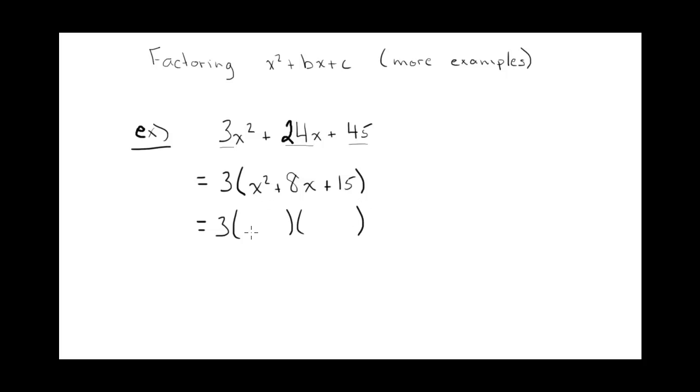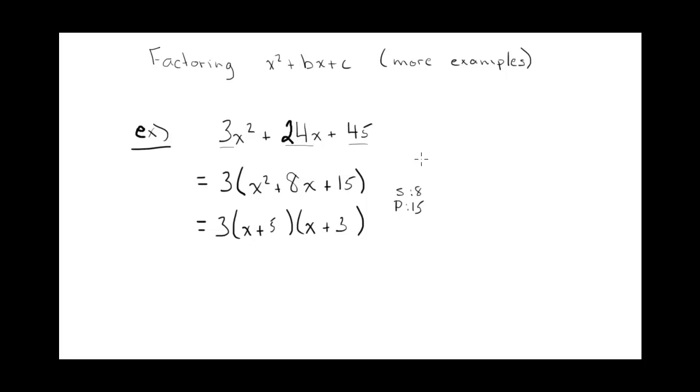The first term is x squared, so we're going to have an x and an x, and now the product must be 15, and the sum must be 8. So what two numbers multiply to 15 and add to 8? Numbers that multiply to 15, probably your first thought is 5 and 3, and yes, 5 and 3 add to 8. So plus 5, plus 3.